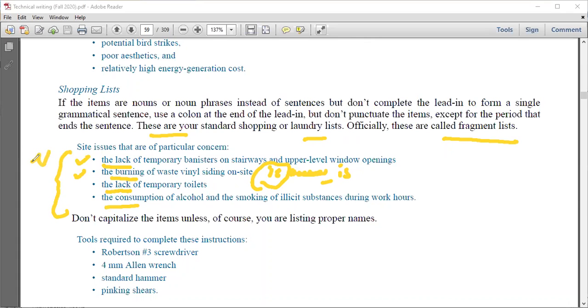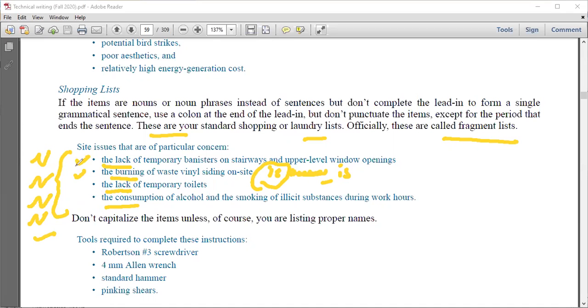So all nouns should be presented or written vertically. Every other fragment should start with a noun here, right? It should not have a verb. It should not have any other category of word or class of word, right?